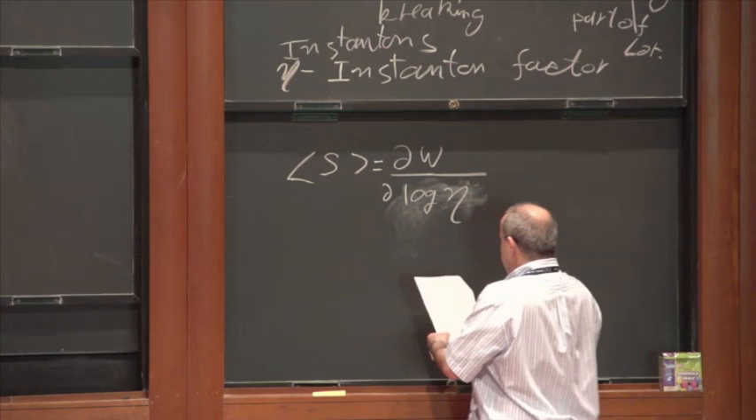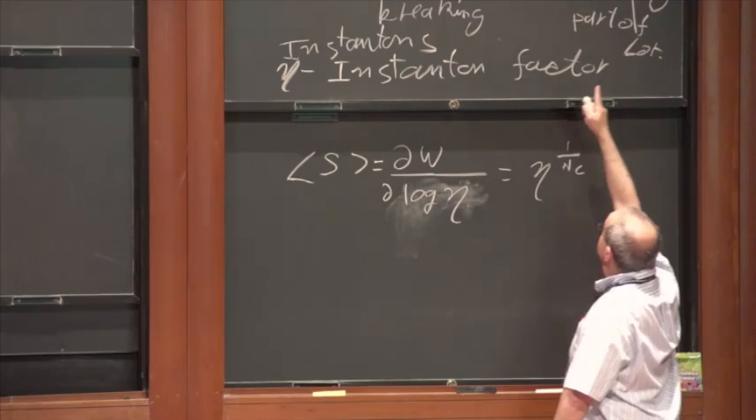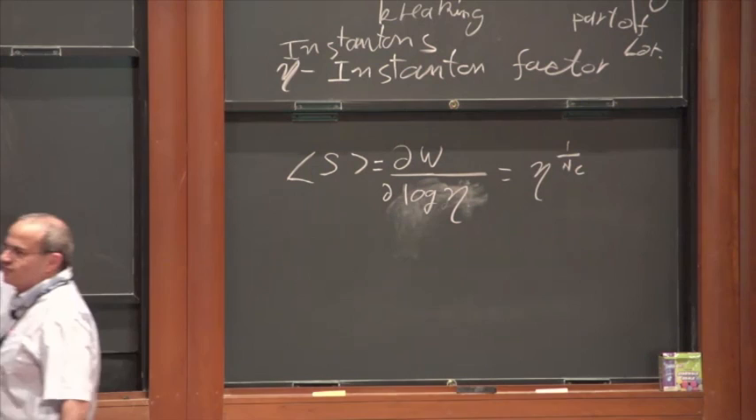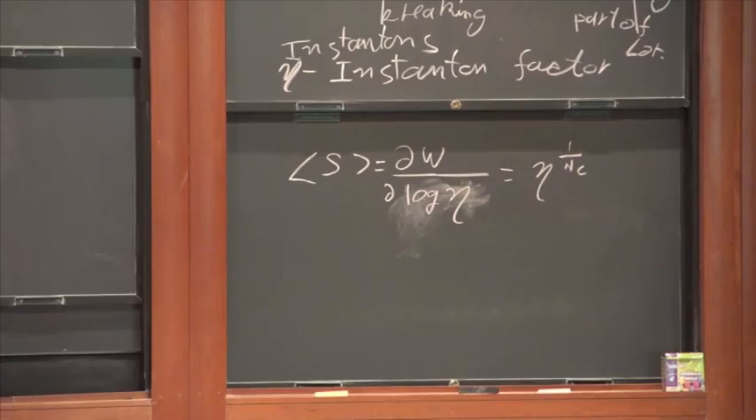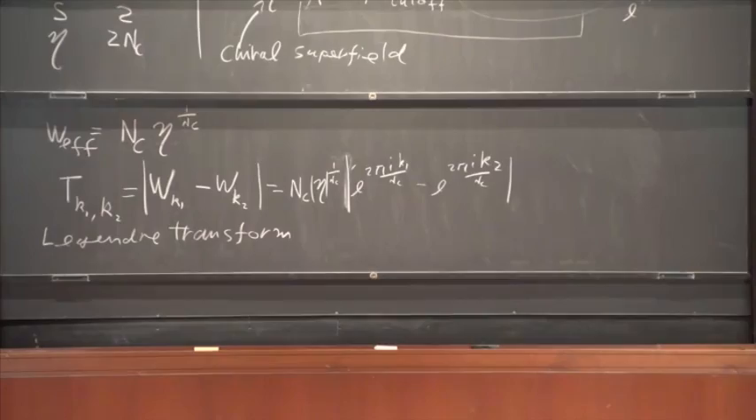Log eta. And that is exactly eta to the 1 over NC. In other words, I've postulated that the expectation value of S is eta to the 1 over NC. And therefore, this formula for the superpotential just follows from that expectation value. So this formula, see, if you differentiate with respect to log eta, the 1 over NC cancels the NC here. And we are left with the eta to the 1 over NC. So we have the expectation value for S. Now we have a derivation of this superpotential.